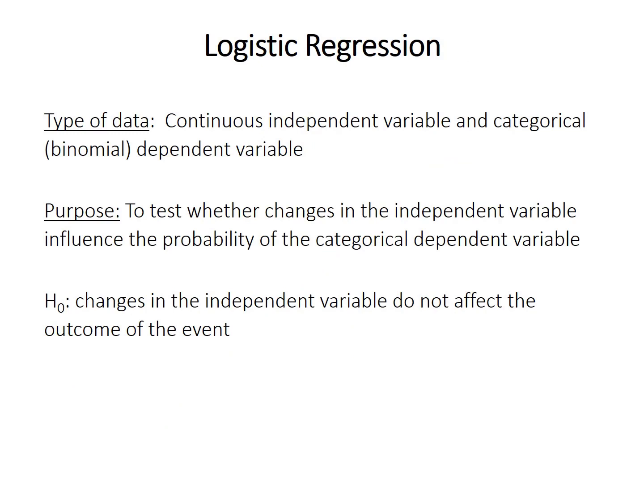So that's where logistic regression comes in. It's designed when you have at least one continuous independent variable and a categorical dependent variable. And so the dependent variable must have only two levels in that category. So it's binomial or binary.